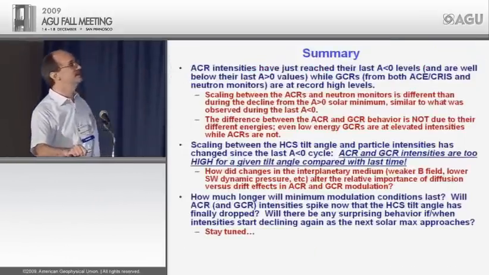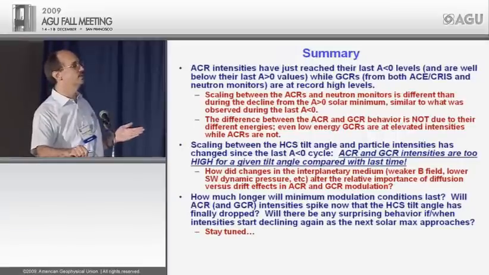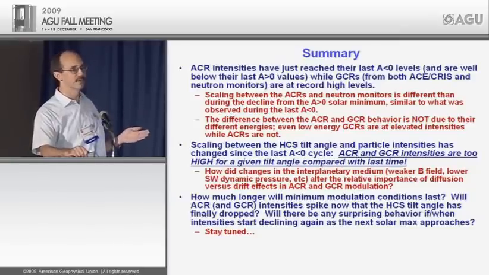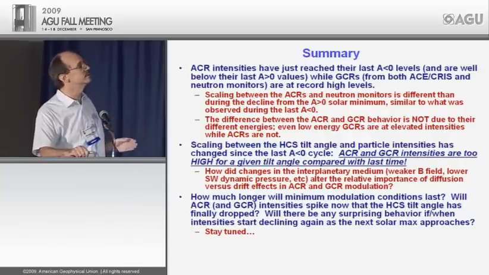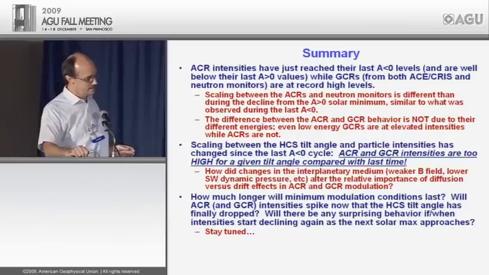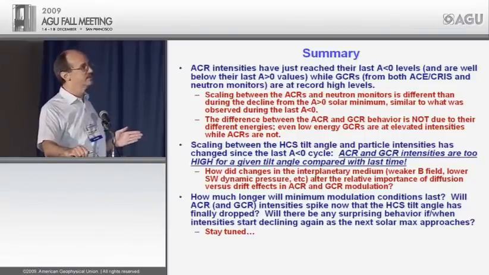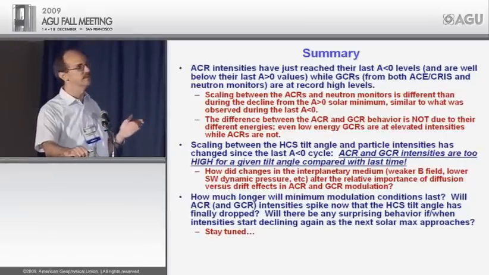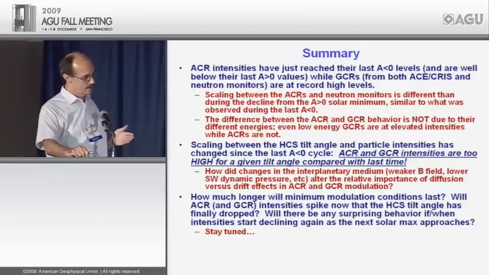So to summarize, the ACR intensities are about where they should be compared to the last solar minima. But they certainly took a good long time to get there. GCRs are effectively at record highs for the space age, at least, although, as we heard in other talks, they've probably been a whole lot higher in the distant past. The scaling between the ACRs and neutron monitors is different from what was in the last solar minimum, the A-positive solar minimum, but it seems like that's typical. That doesn't seem necessarily to be unusual.